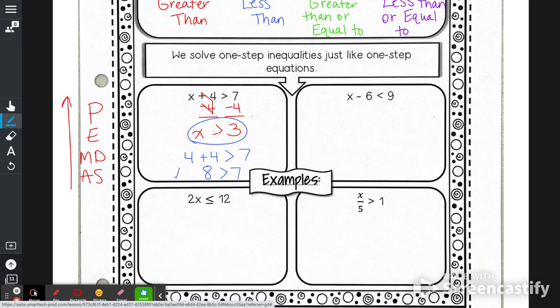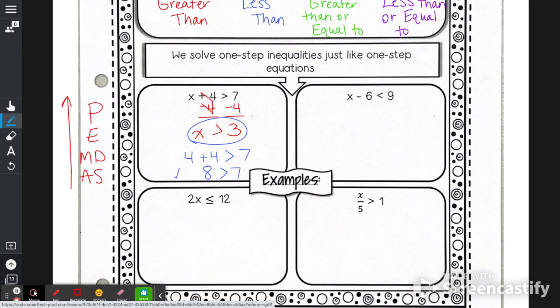Now, what would have happened if I would have checked my work with the number 3? Yes, exactly. It wouldn't work because then I would have gotten 7 is greater than 7. And is that a true statement? No.